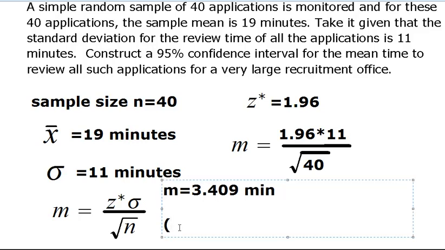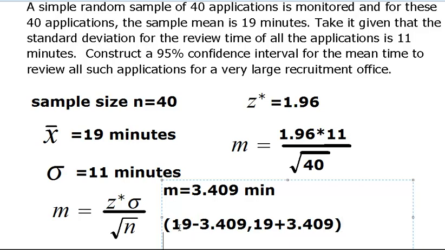Okay, and the confidence interval can be obtained by just taking the estimate, subtracting the margin of error, and then again taking the estimate and adding the margin of error. So we have 15.5912 to 22.409 in minutes for the confidence interval, for a 95% confidence interval for the population mean in this scenario.